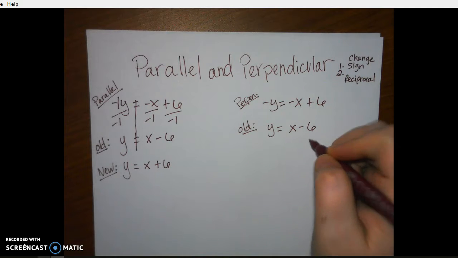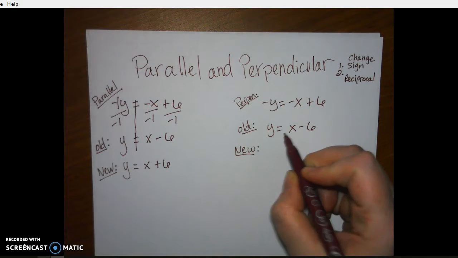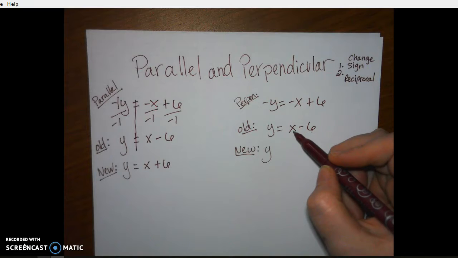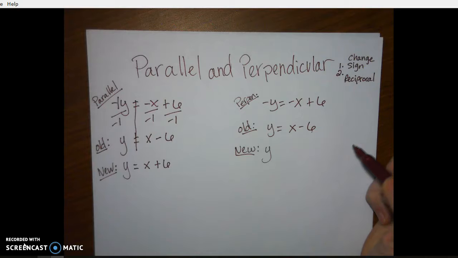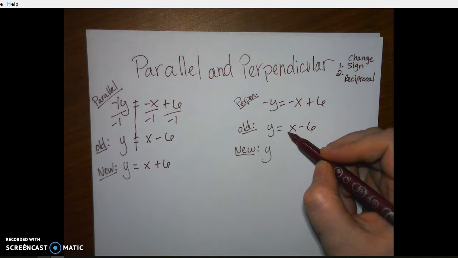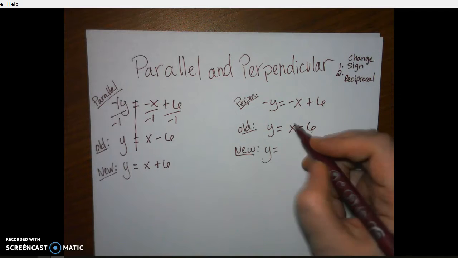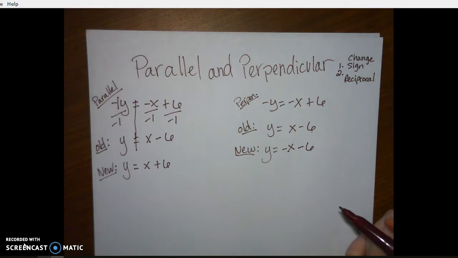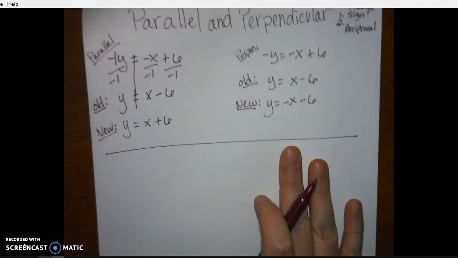So my old line is y equals x minus 6. My new line, I have to change my sign, and I have to take the reciprocal. Well, this is 1 over 1, so that would still be 1 over 1. That doesn't change. But my sign, it goes from positive to negative. And I can keep the same y-intercept because I don't have a point.